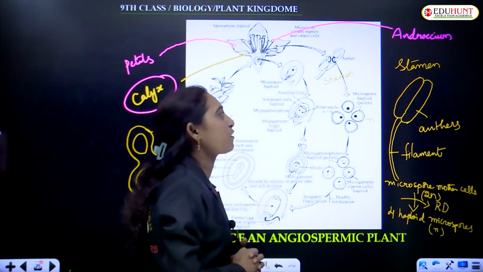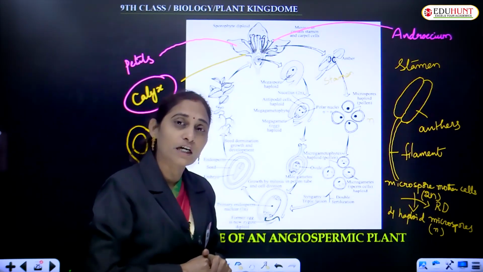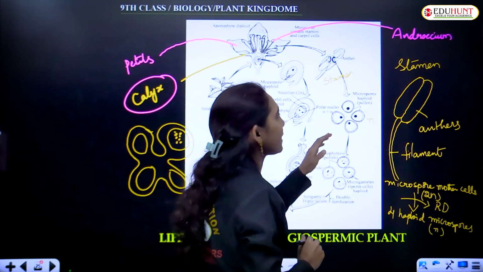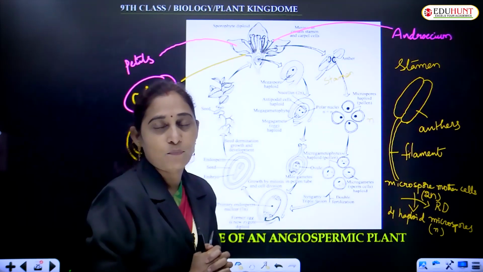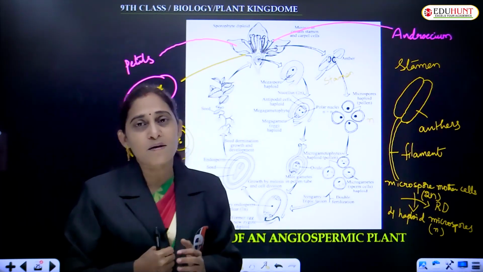There are 4 microspores, and each microspore is now termed a pollen grain. Pollen grain is nothing but microspore. Then what is the difference between pollen grain and microspore?